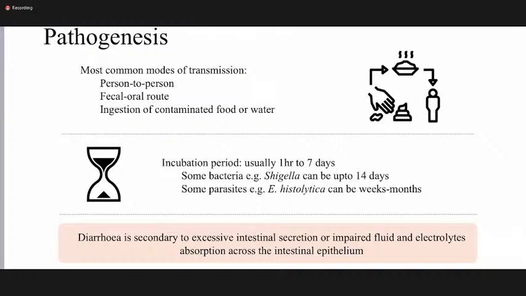Okay, so most infections are transmitted from person to person or by the fecal-oral route, usually because of ingestion of contaminated food or water. The incubation period varies from a few hours to several days, and in some cases it can last up to 14 days. For Entamoeba histolytica, it may be even longer than that. And what you have to remember is that diarrhea is secondary to excessive secretion compared to absorption across the intestine. Next, please.